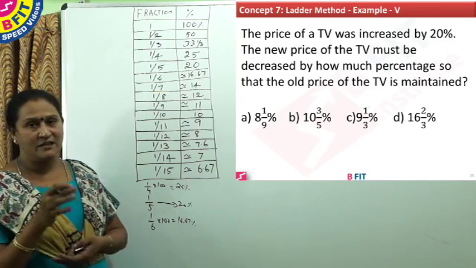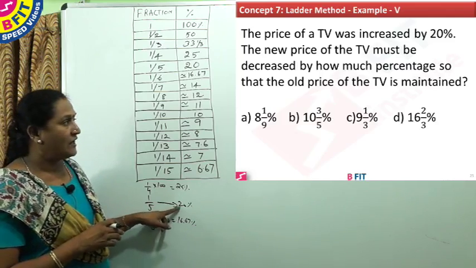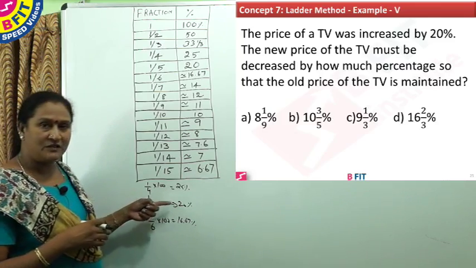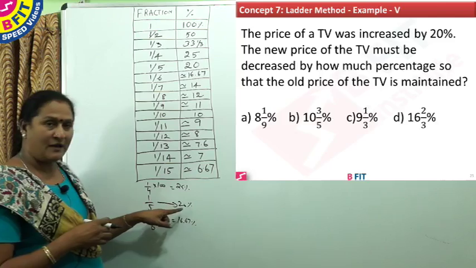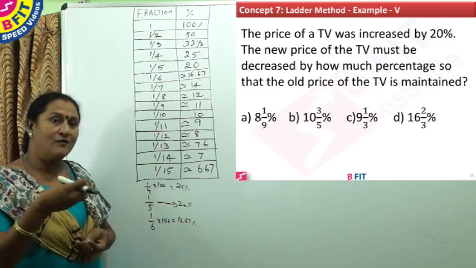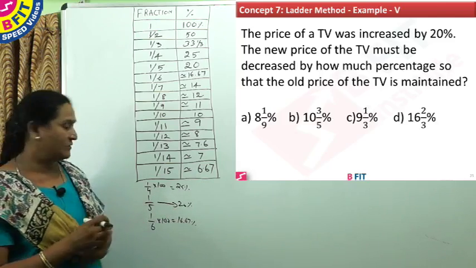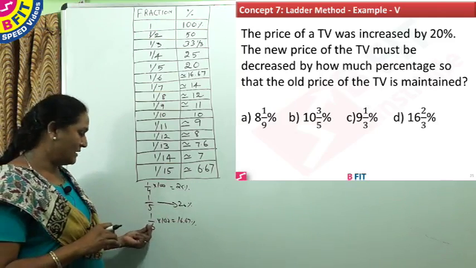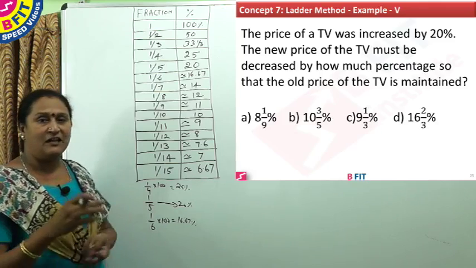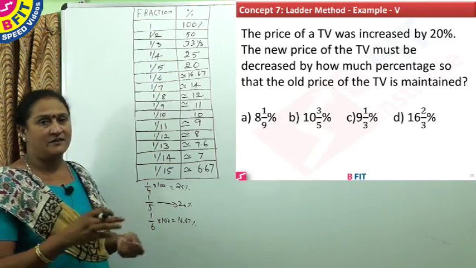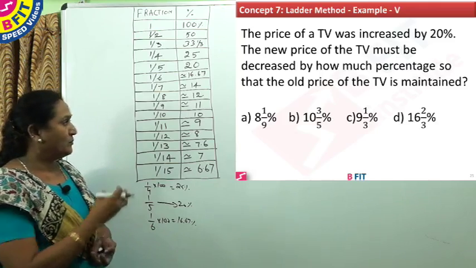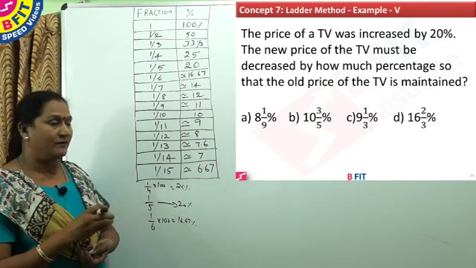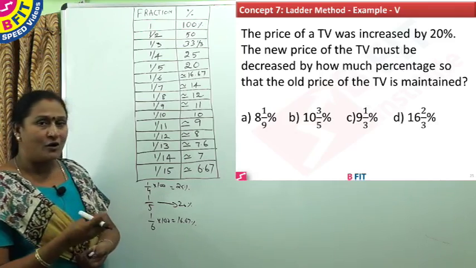Here the price is increased by 20%, and we are asked to find by what percentage it should be decreased. So decrease means come one step down. For 20%, it is 1 by 5. So what will be one step down to find the decrease? If it is 1 by 5, one step down will be 1 by 6. So 1 by 6, multiply it by 100. So we get the percentage, 16.67%.